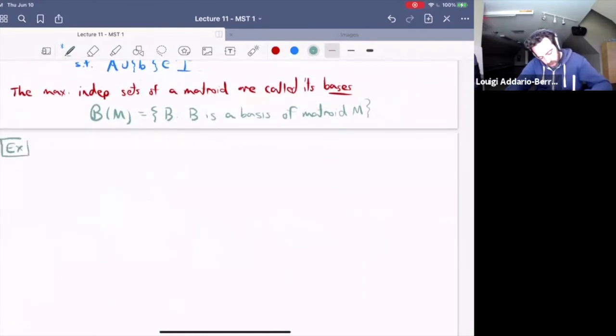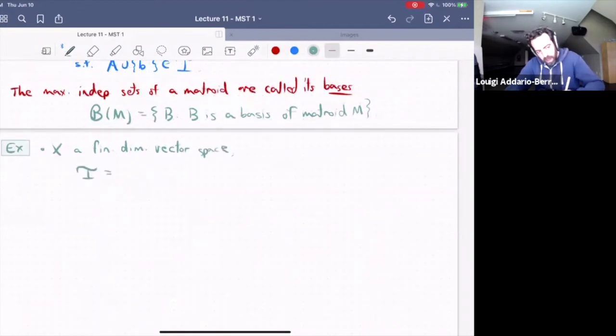So let's go through a couple of quick examples. The fundamental one that I already mentioned is, if you take a finite dimensional vector space, and then you take I to be the set of subsets whose elements are linearly independent.